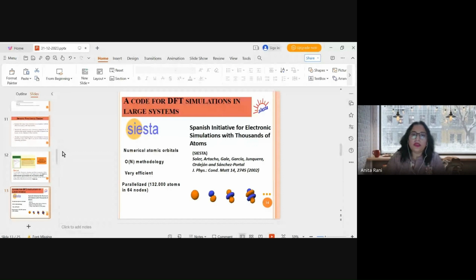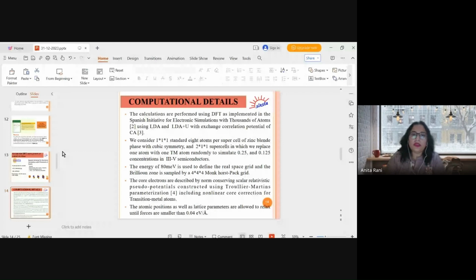During the calculations, we have fixed some parameters and used exchange correlation functionals. Here we have used the local density approximation and local density approximation plus U, where U is the Hubbard parameter. First, we prepared a standard unit cell of 1 by 1 by 1, and second, a supercell of 2 by 1 by 1, in which we replaced one atom of the semiconductor material with the transition atom, to simulate different concentrations, that is 0.25 and 0.125.